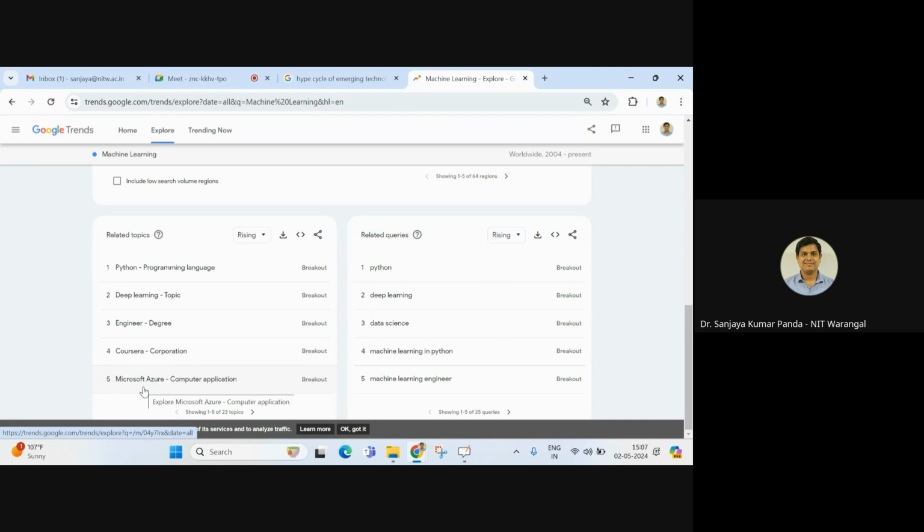If you go to Amazon or Microsoft, they are also providing AI ML services. So you can deploy your services, you can do data visualization, you can analyze the data, and you can also look into the number of search queries. That is the related topics. Similarly, we have related queries, that is Python, data learning, deep learning, data science, machine learning, and machine learning engineers. So these are the related queries and topics that come up for machine learning.